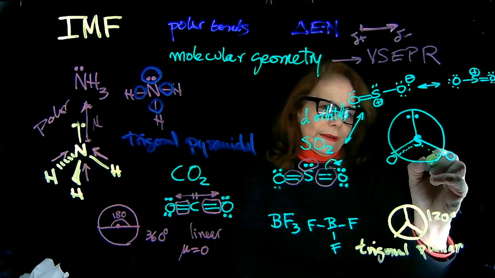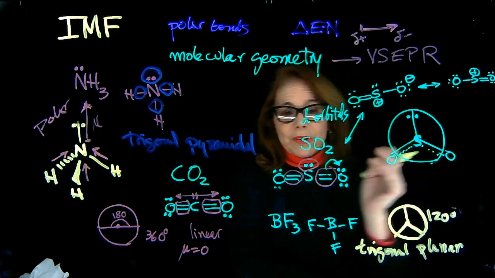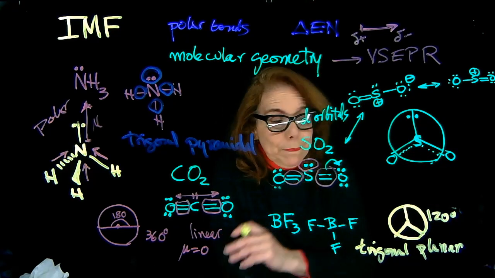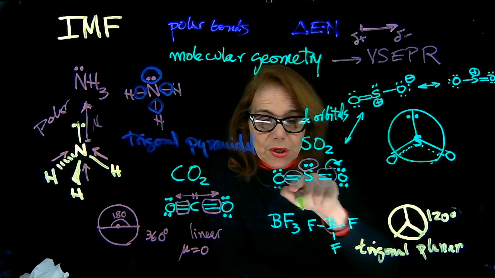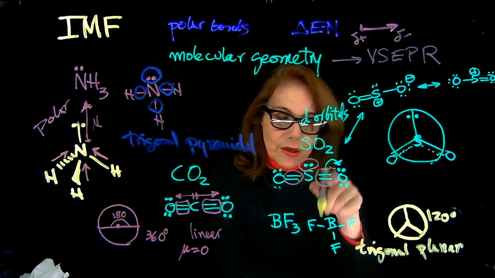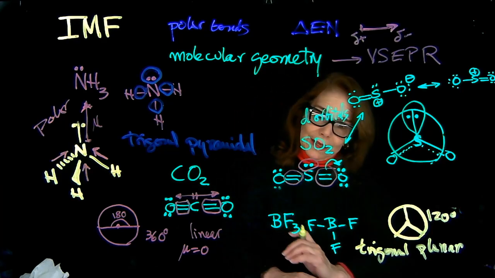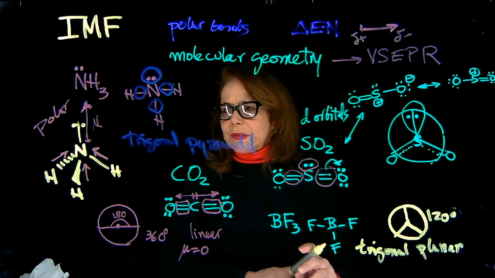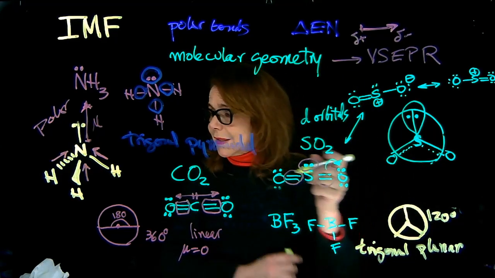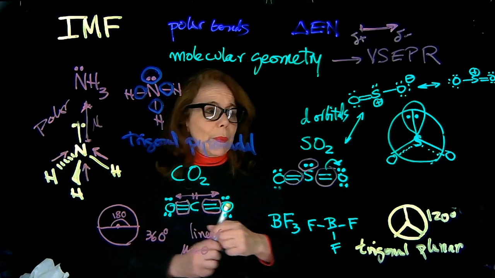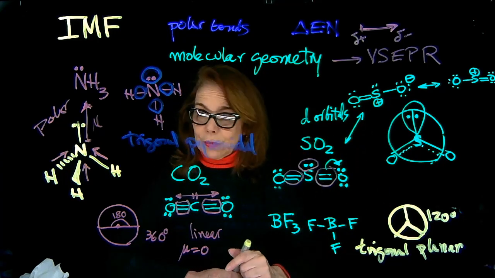But the point is, what is the geometry? The geometry is actually bent, because these 3 atoms are not linear like they are here. And they're not linear because of the other domain, which is occupied by a lone pair. So see the difference here. Water was bent. Sulfur dioxide is also bent, so lone pairs play a role.